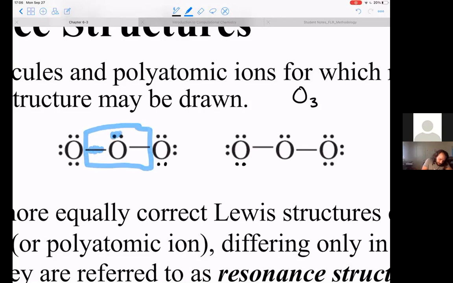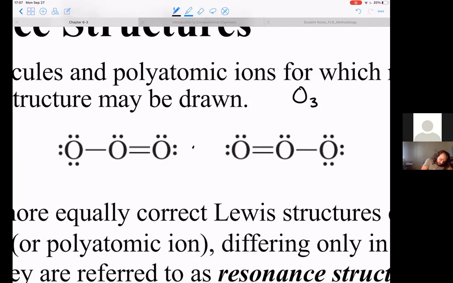It's got 1, 2, 3 pairs, or 6 electrons total. It doesn't have 8, right? So then what do I do? Remember, what I would do is rearrange electrons, but notice that because of the symmetry going on here, I can either choose this pair of electrons, move it down, and form a double bond, or I could choose this pair and move it down and form a double bond, right? There's ambiguity. Do I choose the left oxygen or the right oxygen?